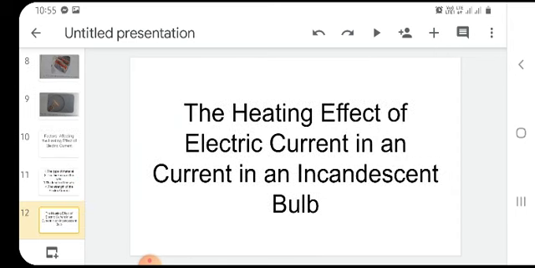Now, the heating effect of electric current in an incandescent bulb. Dear student, first of all, let us have a look at the word incandescent. It refers to the light that is produced by heat. In an incandescent bulb, the electric current is made to pass through a thin metal wire that is known as a filament.